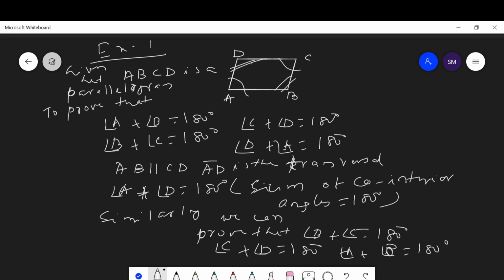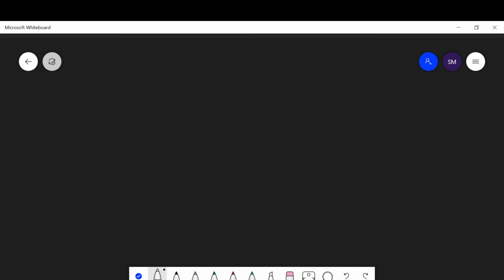Okay. Now let us discuss some more examples. Here another example says that the two adjacent angles of a parallelogram are in 2:3 ratio. Find the measure of each of its angles.